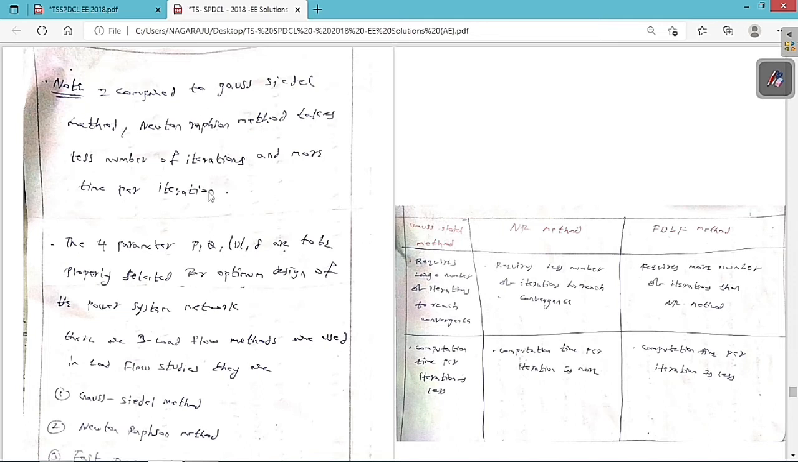And what I told you in the Newton-Raphson method, the number of iterations is very small, but for each iteration the amount of time taken is very high. So compared to the Gauss-Seidel method, the Newton-Raphson method takes fewer iterations, but the time taken for each iteration is much higher. This is a very important point.